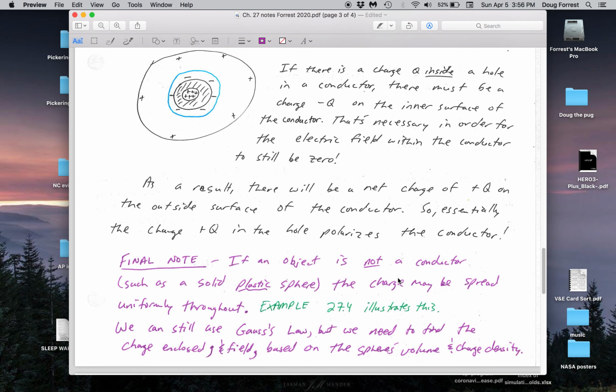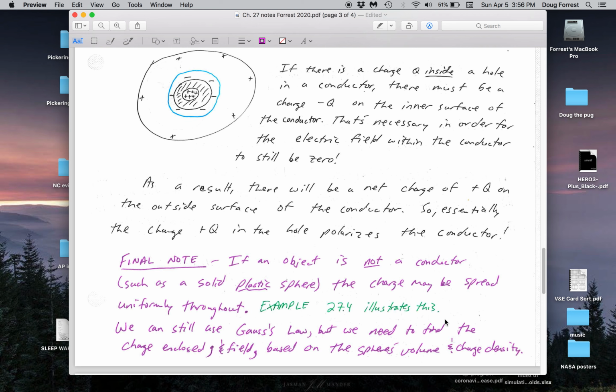Now, if an object's not a conductor, like say a solid plastic sphere, and the charge could be spread uniformly throughout, meaning throughout the entire plastic sphere, inside, outside surface, all the way through, then there's some other things that go on here. We can use Gauss's law for this, but we need to find the amount of charge enclosed in the field based on the sphere's volume and charge density. I'm going to do one example with that. I'm going to ask you to try one of those as a homework problem as well.